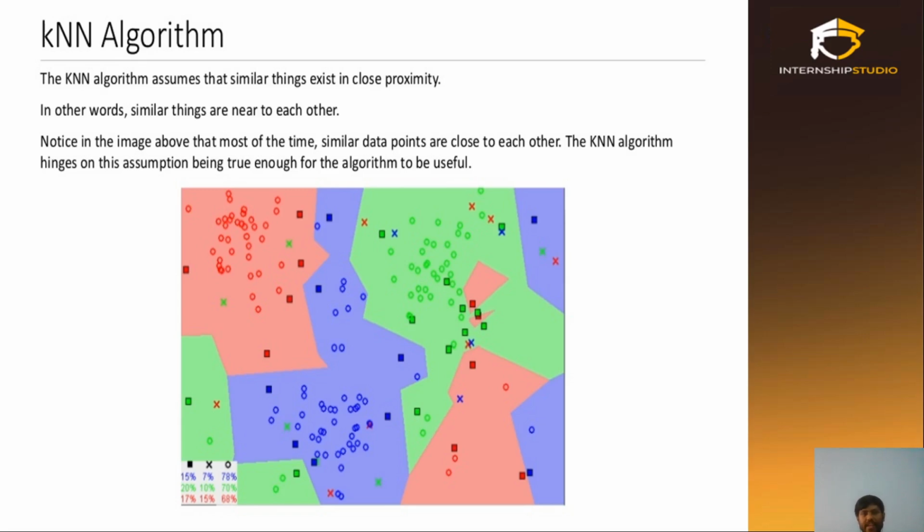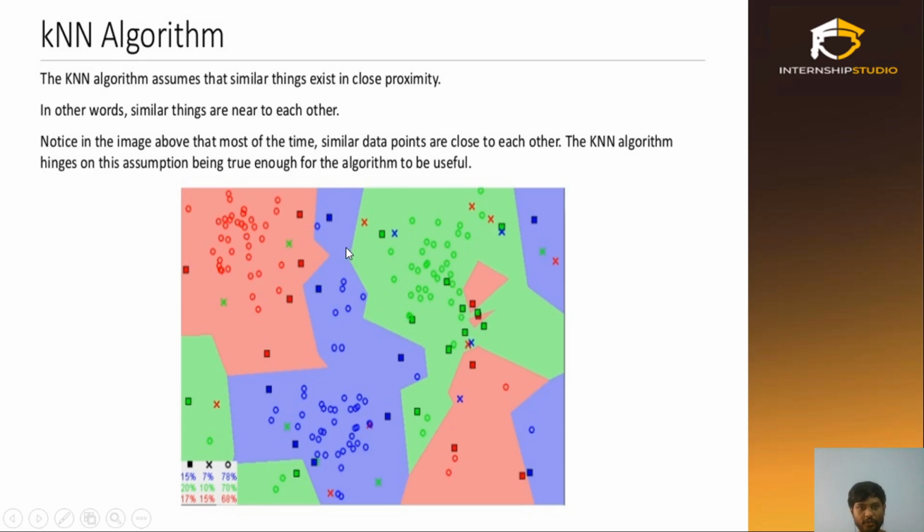So it is K nearest neighbors that we are going to see. The name itself suggests that we are trying to check the nearest neighbors. How many neighbors we are going to check will be your K value. You can see right here, whatever similar data points there are, they are close to each other. These samples belong to one class, these belong to another class, and so on.